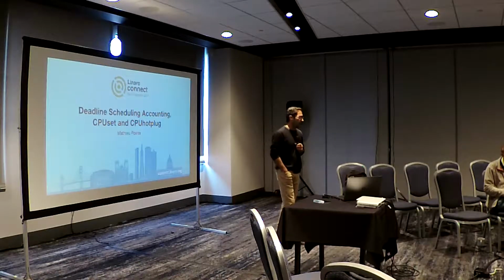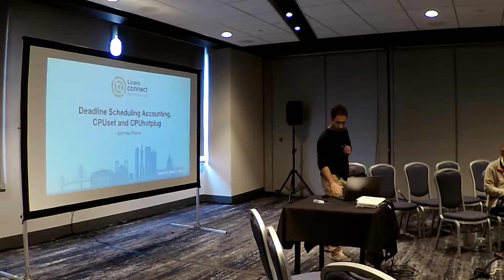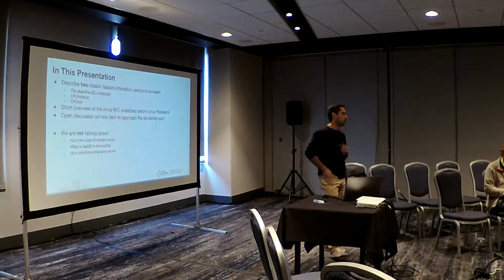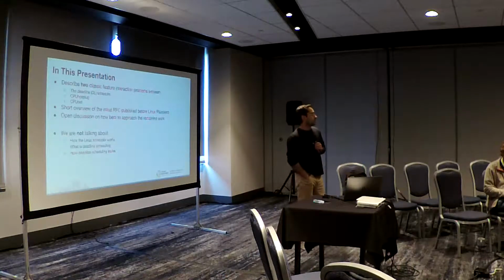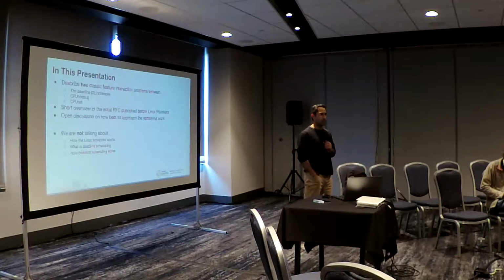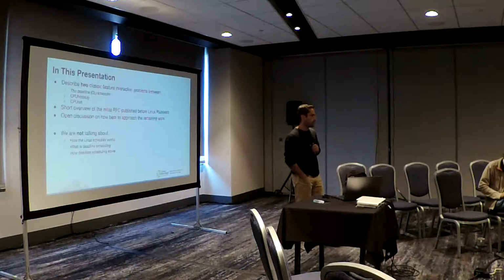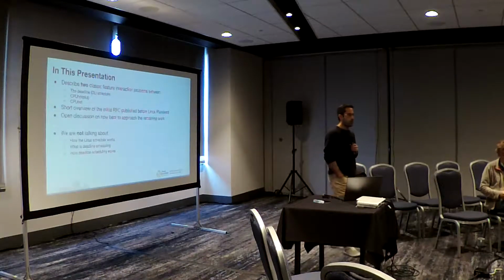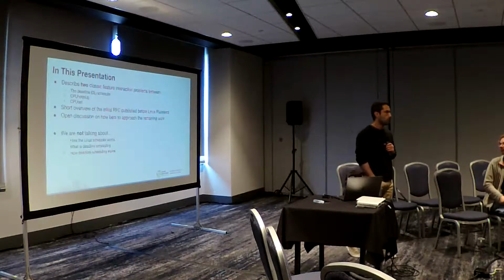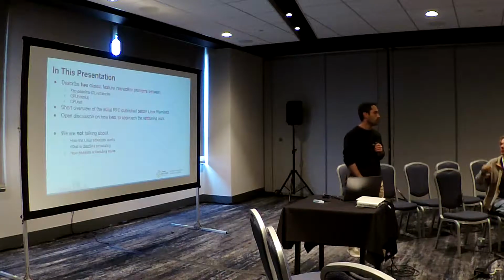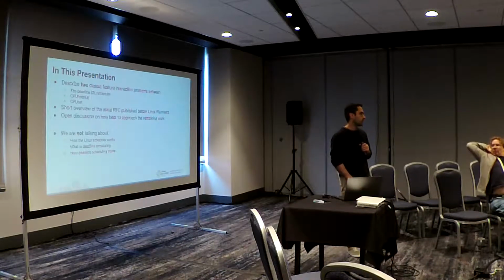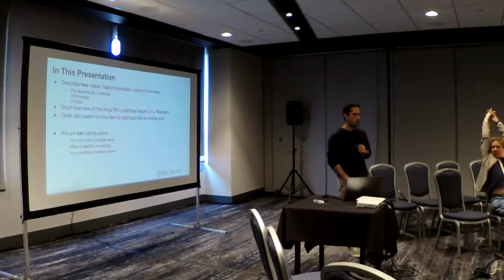Today we'll be talking about a long-standing problem, or feature interaction problems, that have been happening between two legacy subsystems, CPUset and CPUhotplug, and a newer one, the deadline scheduler. At first I thought it was a feature interaction problem, but when I started thinking about it, it's two feature interaction problems. So we'll be talking about them today.